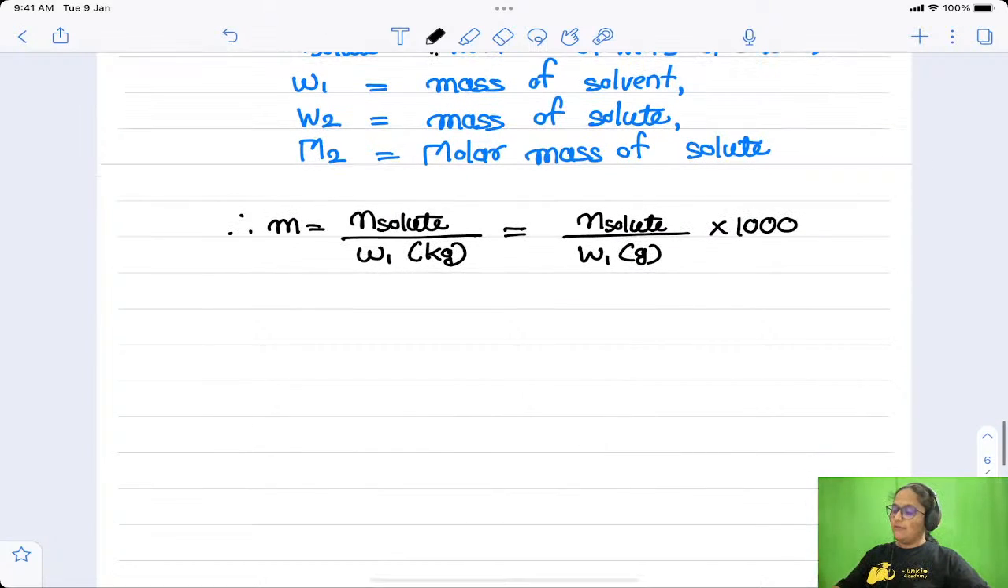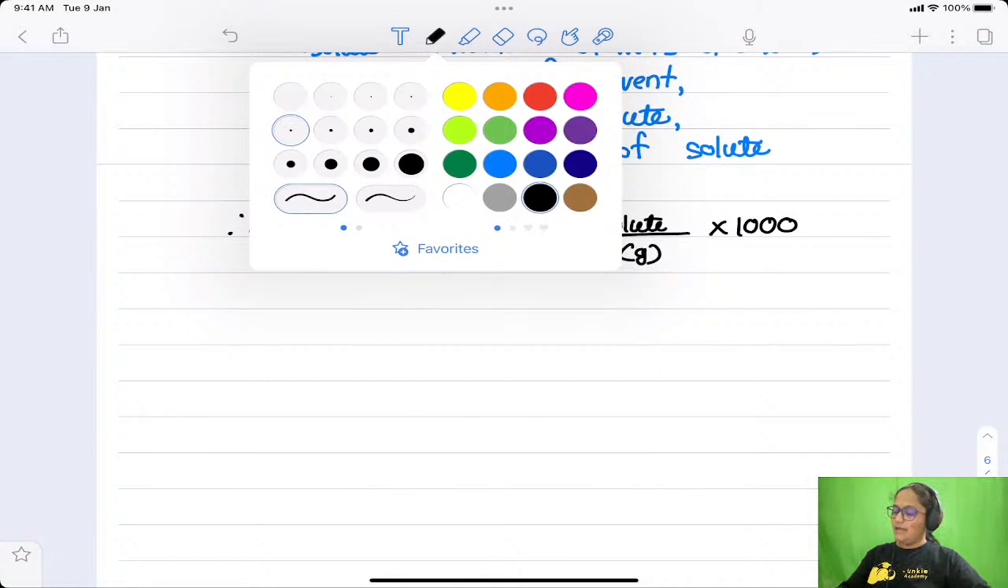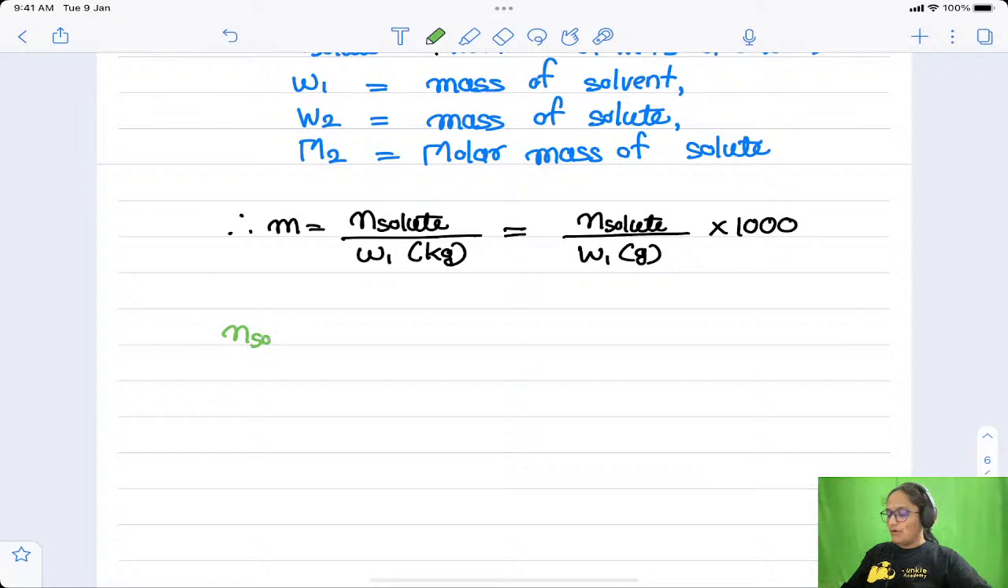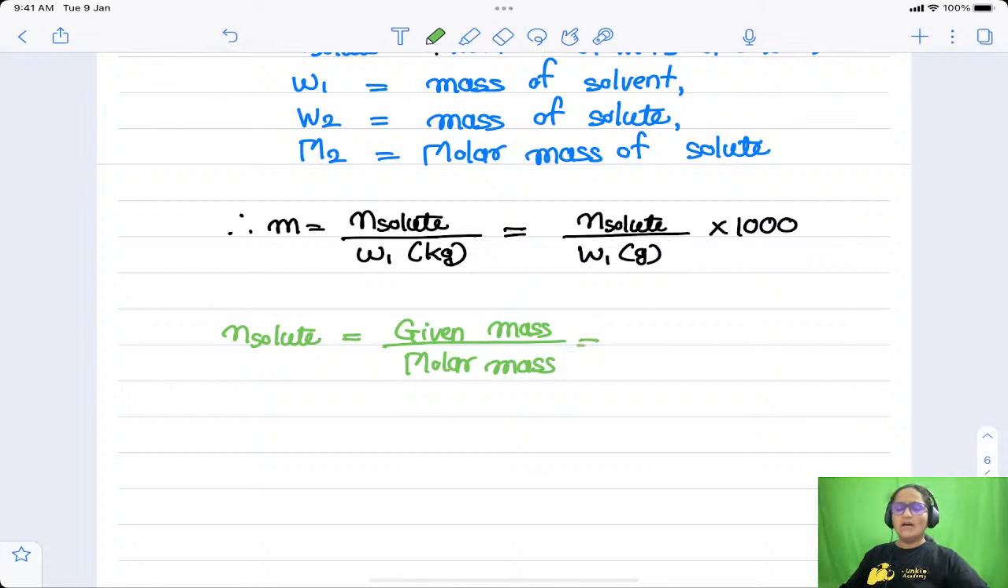Now here the number of moles I can also find out separately, right? Number of moles of solute, what is the formula for number of moles? Number of moles is equal to given weight divided by molecular weight, or molar mass. Given mass by molar mass, this is how I will write it down. Given mass means whatever mass of the solute and solvent we have taken. So this is the mass of the solute, right? Number of moles of solute we are finding. Mass of solute is W2 and molar mass of solute is M2, right? So this I will put in the above formula.